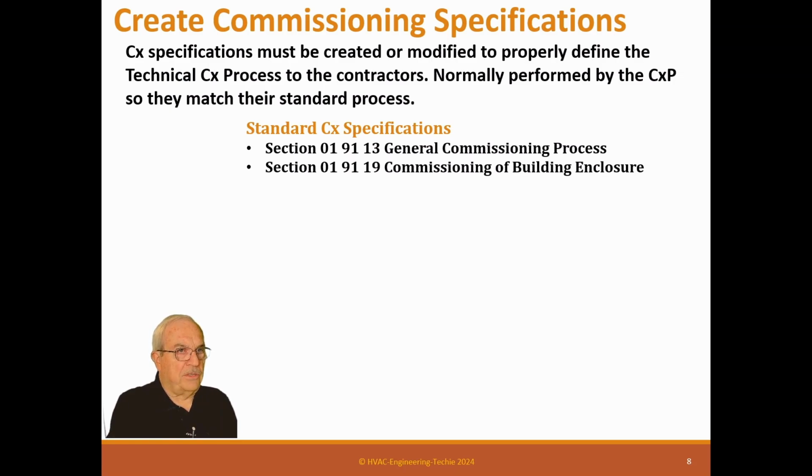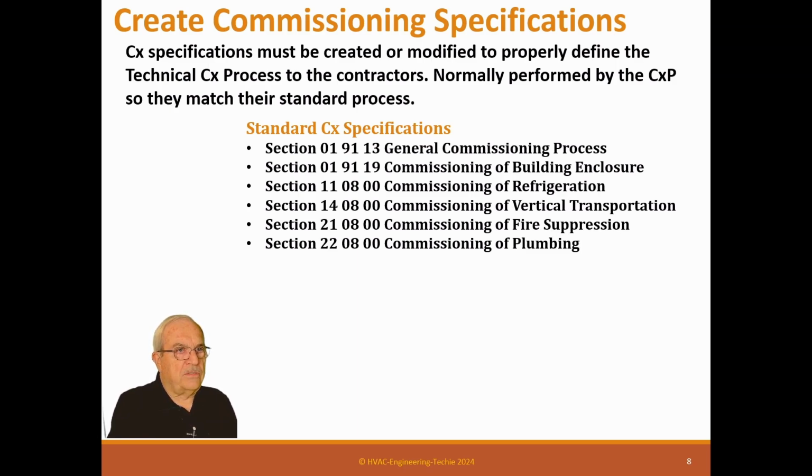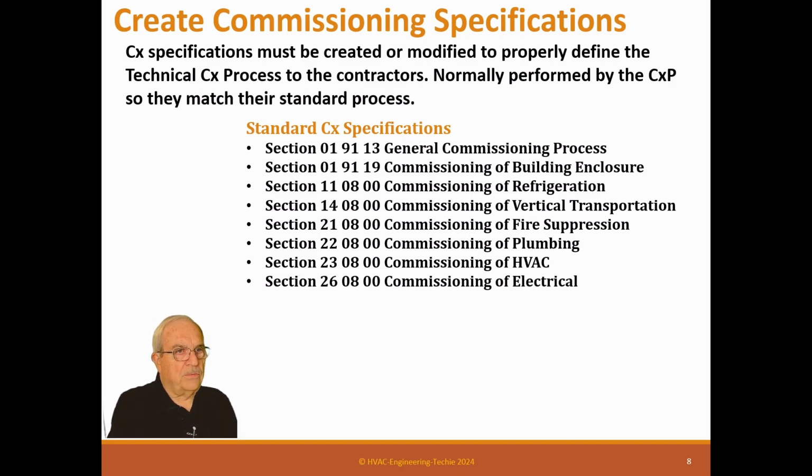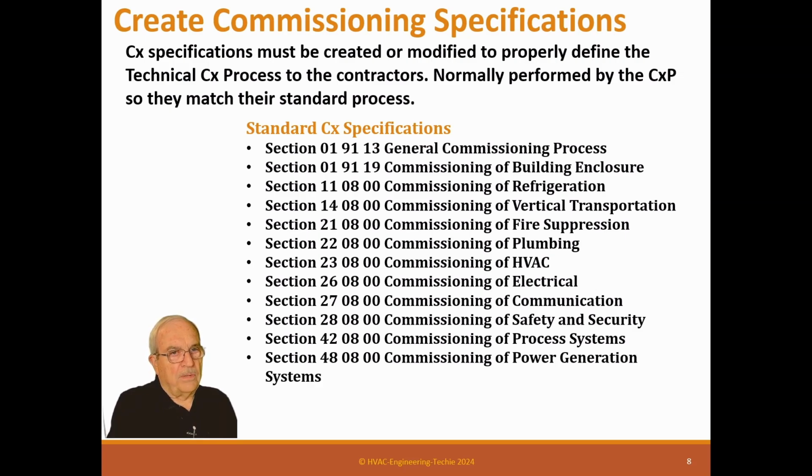01 91 13 is a general commissioning process. 01 91 19 is building enclosures. 11 08 is commissioning of refrigeration. 14 08 is commissioning of vertical transportation. 21 08 is commissioning of fire suppression. 22 08 is commissioning of plumbing. 23 08 is HVAC. 26 08 is commissioning of electrical. 27 08 is commissioning of communication. 28 08 is commissioning of safety and security. 42 08 is commissioning of process systems. 48 08 is commissioning of power generation systems. And there are others. These are the general ones.